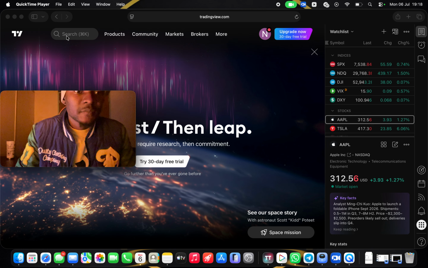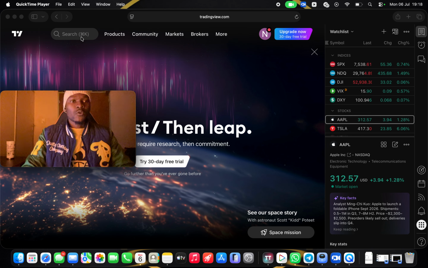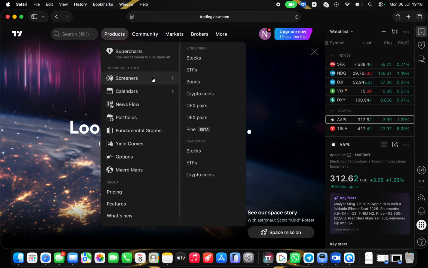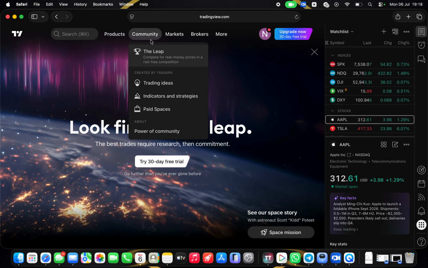As you can see, this arrow here, it's actually showing you search. Okay, I'm gonna use this section last. I want to show you products, the type of products that you can find on TradingView. You've got your screeners where you see your stocks, your ETFs, your bonds, your crypto coins. You see EX Pairs. I don't usually use this, but I just want to show you so that in the future you just know, okay, there's such things.